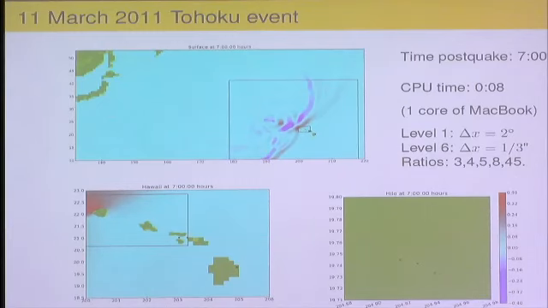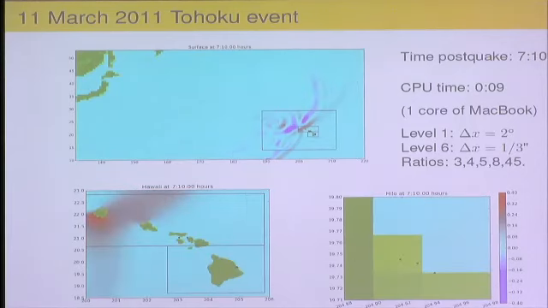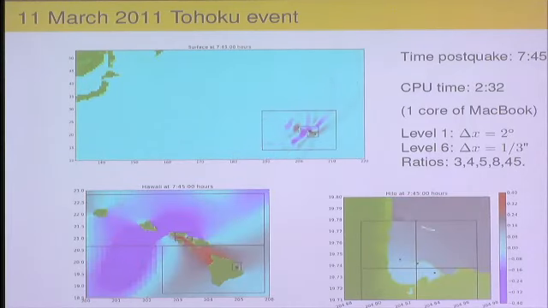As we approach Hawaii, we start to add additional levels of refinement here, and as it comes in closer, we eventually add in the 6th level of refinement near Hilo Harbor so that we can actually resolve the seawall, and these were 3 gauges where there was some actual observational data that we could compare against.